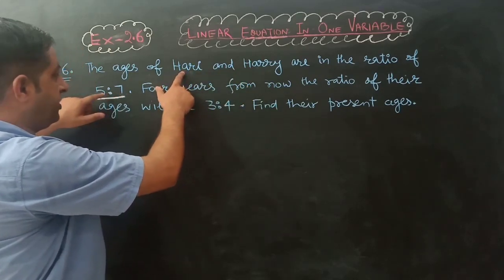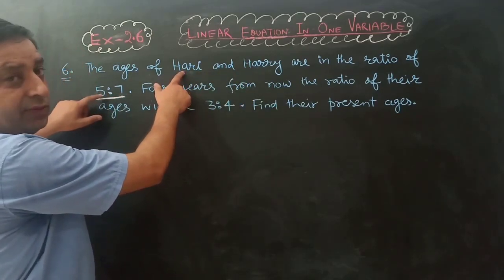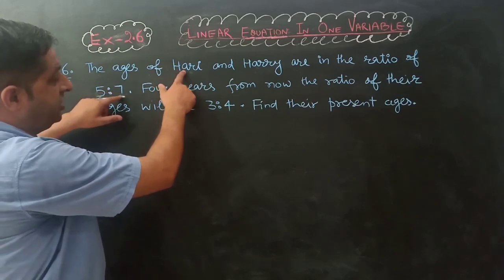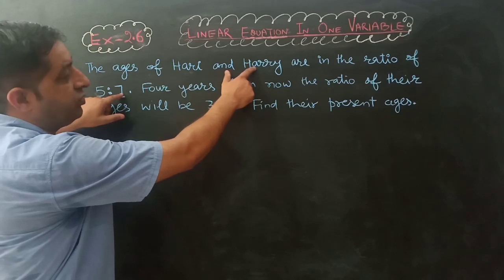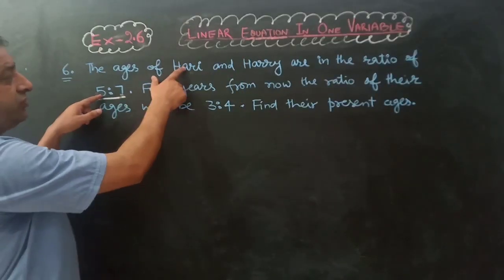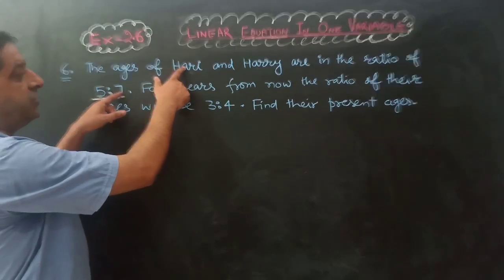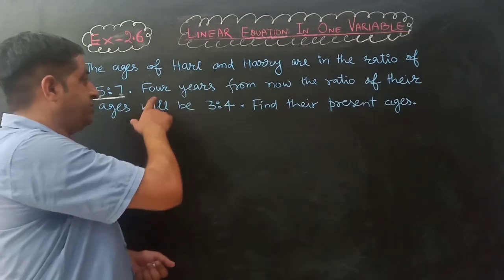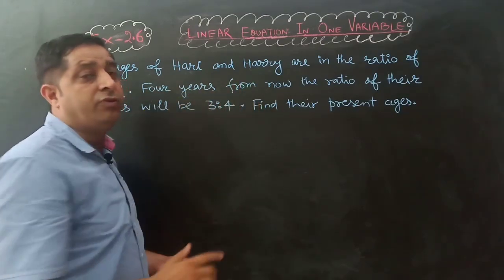If the age of Hari is 15 years, I multiplied 5 by 3 to get 15, then what is the age of Harry? That is 7 into 3, 21 years. If I multiply by x, if the age of Hari is 5x, then what is the age of Harry? That is 7x years. Now next, this is that 4 years from now.